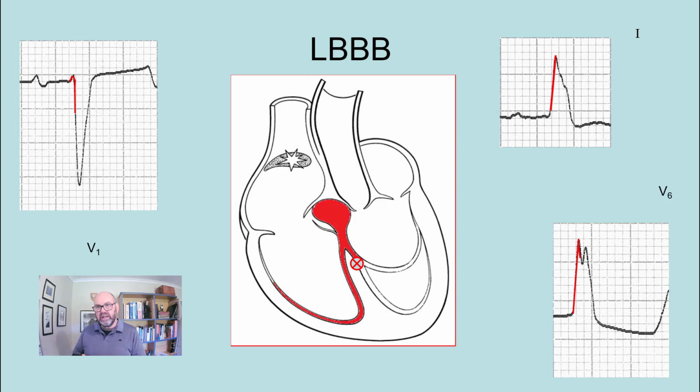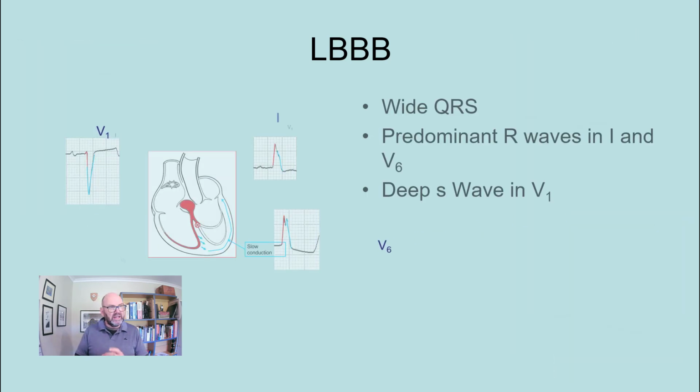The left-sided leads, such as 1 and V6, are going to show dominant and wide R waves, whilst V1 is going to show the opposite and have this great deep S wave. What we're looking at in a left bundle branch block again is obviously a wide QRS, predominant R waves in 1 and in V6, and a very deep S wave in V1.